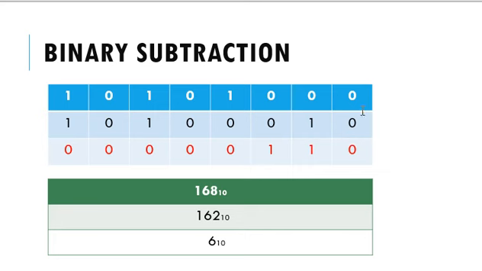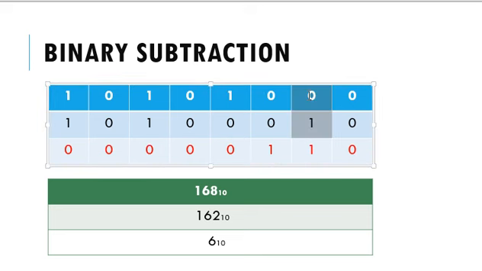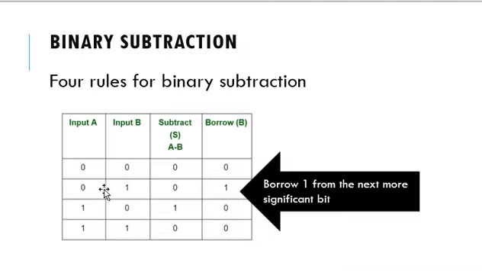We have here 0 minus 0 is 0. Now here comes the problem. 0 minus 1. According to the rule again, when it's 0 minus 1, you will borrow 1.